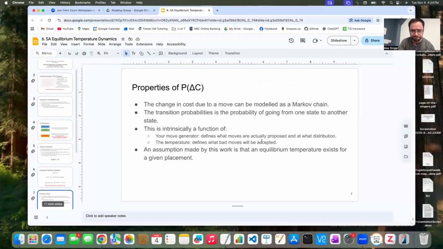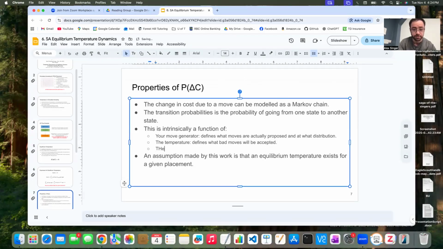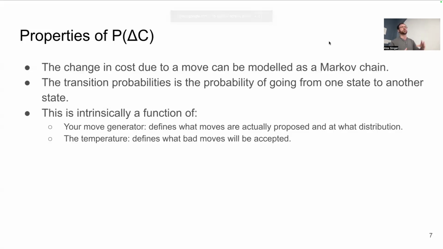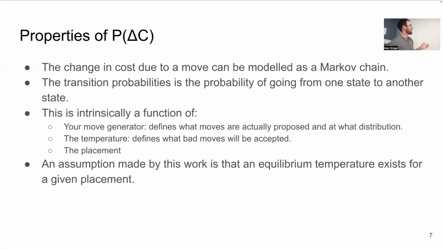I'm just going to fix that. It's also obviously a function of the placement, because that changes the probability of acceptance, or it changes the actual change in cost, which will then change the probability that moves will be accepted or not. An assumption made by this work is a very basic one, but it's quite integral to what they do: an equilibrium temperature exists for a given placement.